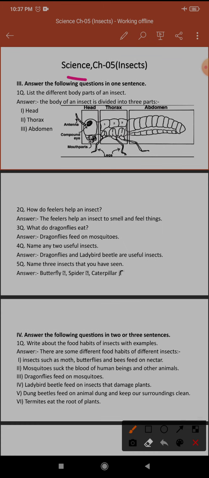Okay, this is chapter 5, insect questions. So the first question is, list the different body parts of an insect. So what will be the answer? Here capital T should be here. Okay, the body of an insect is divided into 3 parts.